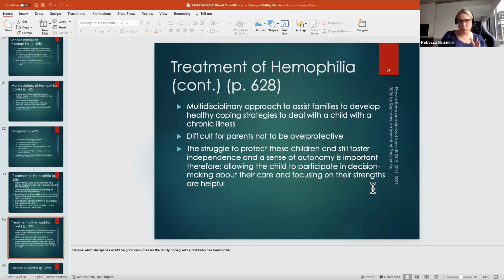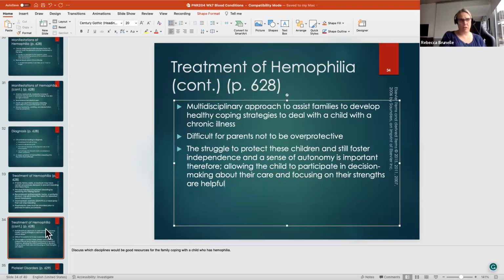That's the main struggle you're going to help families through: allowing them to be kids while also making sure they're safe, and giving them all the education they need about how bad their hemophilia is, monitoring their clotting time, and making sure they stay compliant and get the medication they need.